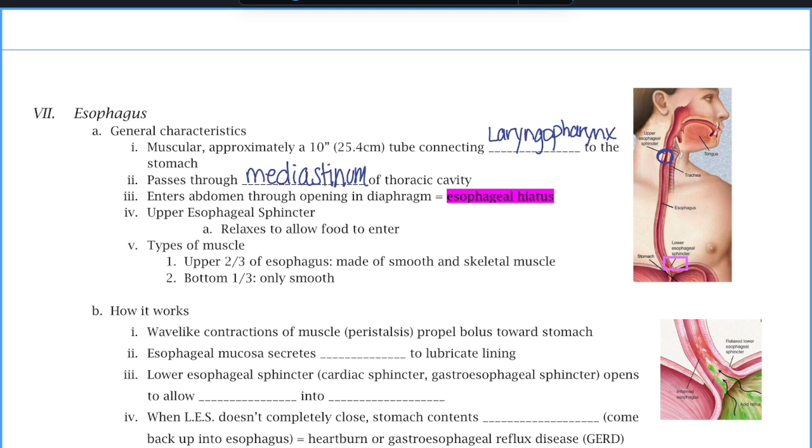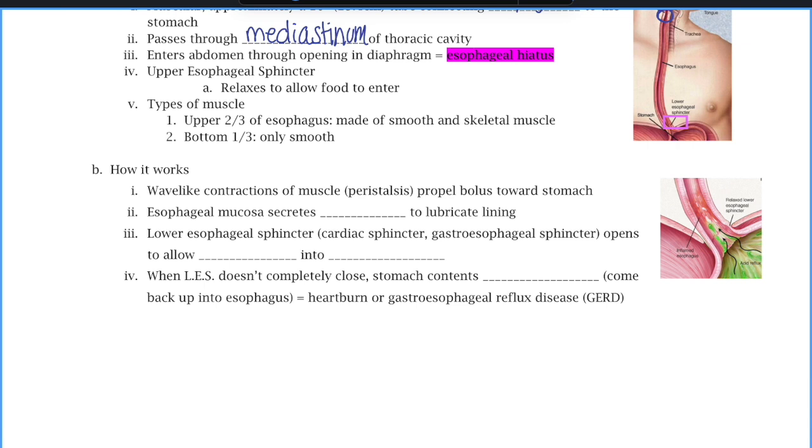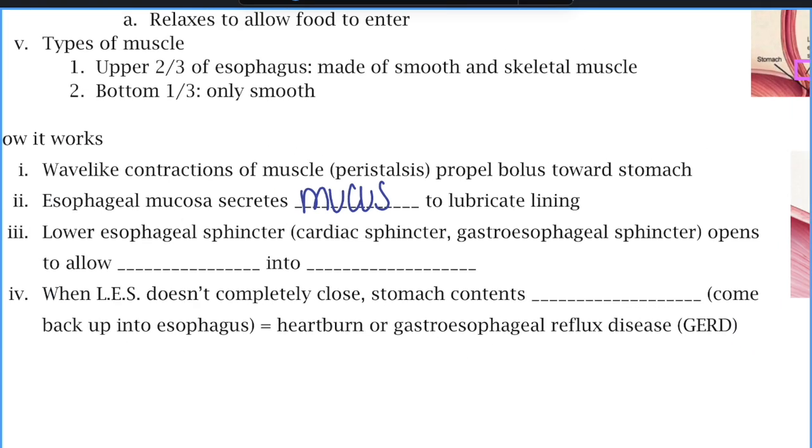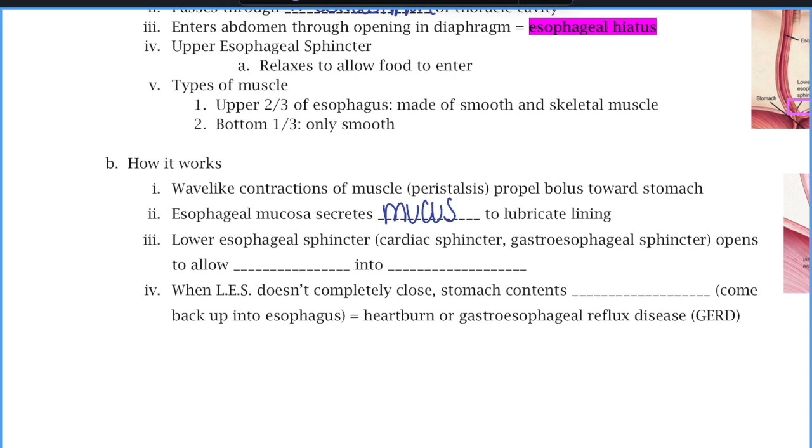The types of muscle in the esophagus: the first two thirds is going to be both types, smooth and skeletal, and then the last third is just letting your body take care of the rest, okay? That's going to be smooth muscle. Your body digests through the wave-like contractions called peristalsis that propel that bolus to the stomach. The esophageal mucosa will secrete mucus to help lubricate the lining. If you continue to wear and tear at it, though, you stop making it, and then you start hurting a lot, okay? That lower doorway, the lower esophageal sphincter, here are all the other names for it, opens to allow the bolus into the stomach.